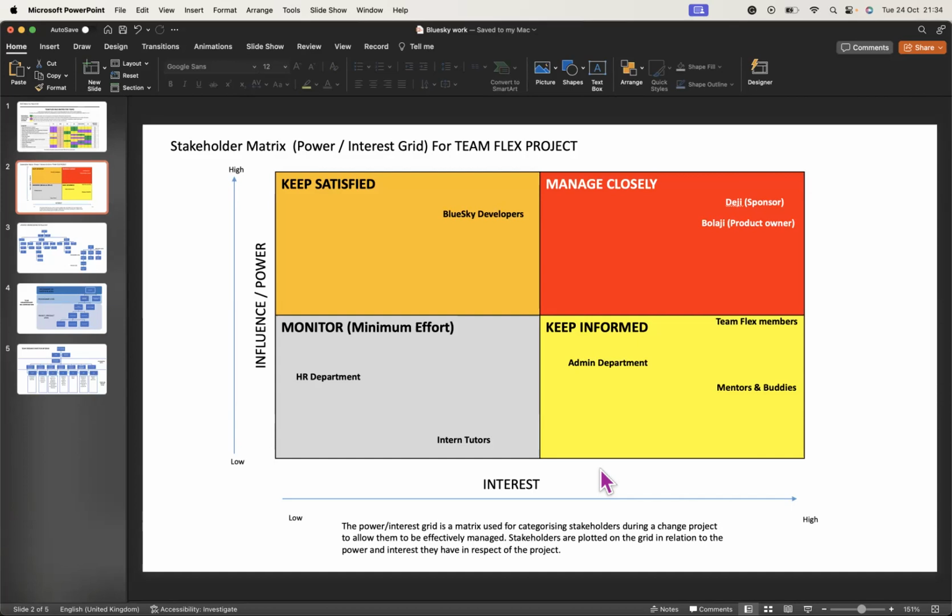And in keep satisfied, we identified the Blue Sky developers. Obviously they have a lot of influence over the delivery of the project, but maybe not as much interest. What sort of influence? Well, when we thought about it, we thought of the influence in terms of they could stop the project. They can't. Yeah, but remember I was saying that they're not our developers at the moment, they're not set up like your typical development team.